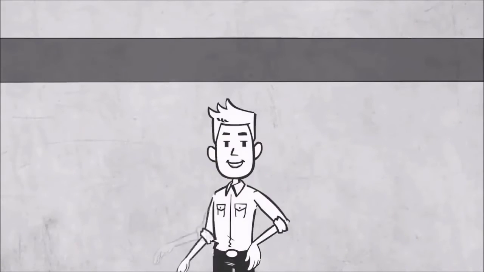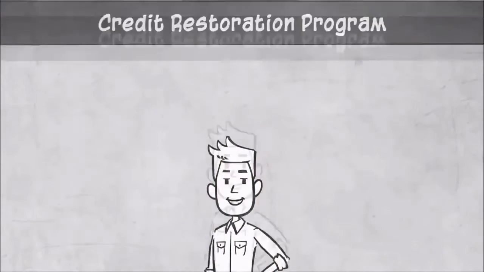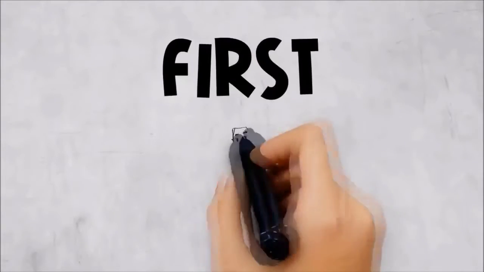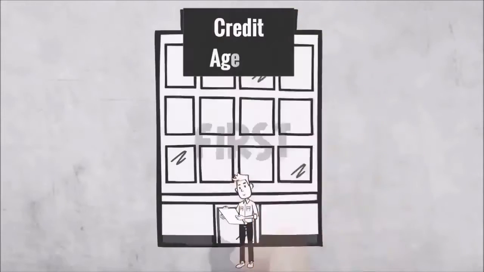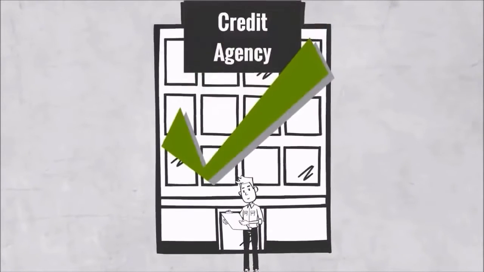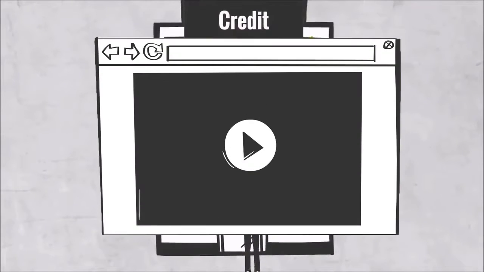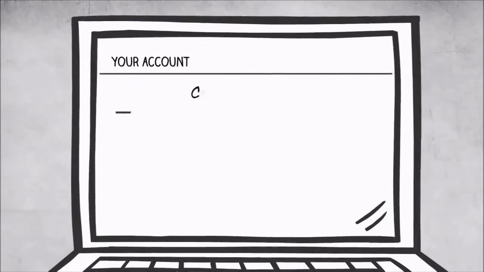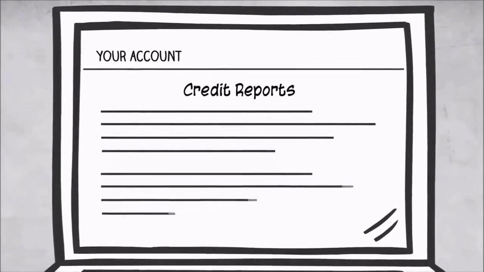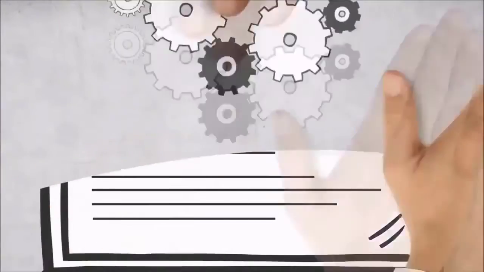So let's get started on your credit restoration program. The first thing we need to do is obtain and analyze your credit reports from the major credit agencies. In order to do this, you need to activate your credit restoration and watch the short video detailing how the credit process works. Once completed, the information from this credit report will be uploaded into your online account, which we will discuss a little later in this video.